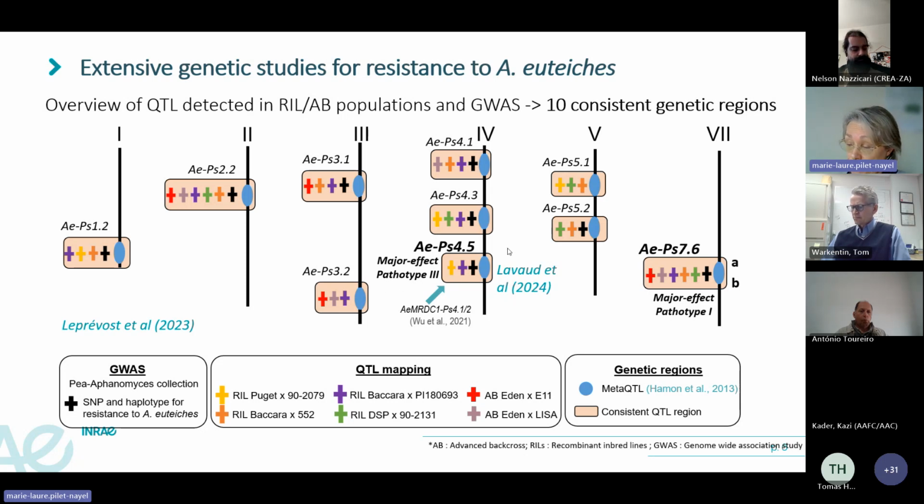So this QTL finally is expected not to be efficient in France, but it's interesting to know which genes are underlying this QTL. But we have a major focus in France on this major effect QTL, which is not enough anyway to increase the level of resistance. I hope it was clear. Yeah, thank you very much.